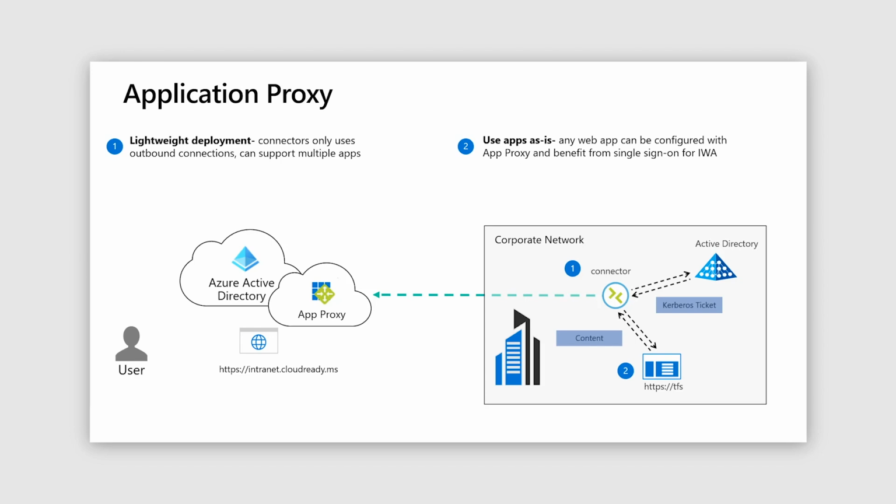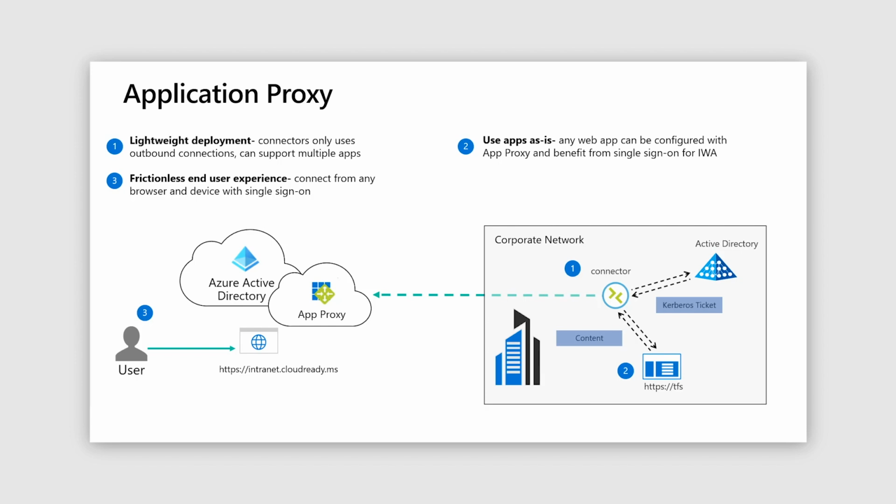Your apps also do not need to change. You can maintain these as is, and App Proxy can support multiple types of authentication modes, so users can still get a single sign-on experience. In this example, you can see how this app uses Windows integrated authentication, and the connector can do Kerberos constrained delegation to sign into the app on behalf of the user. So from the user experience, they're just using their Azure AD credentials to sign in once and get access to the app.